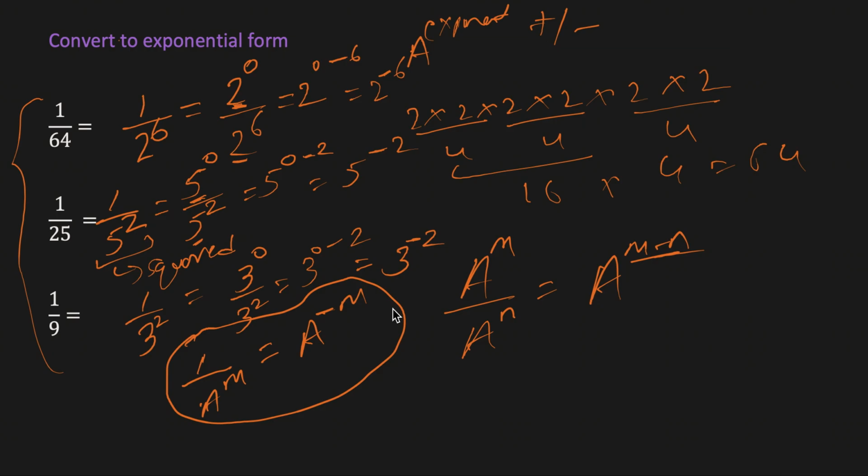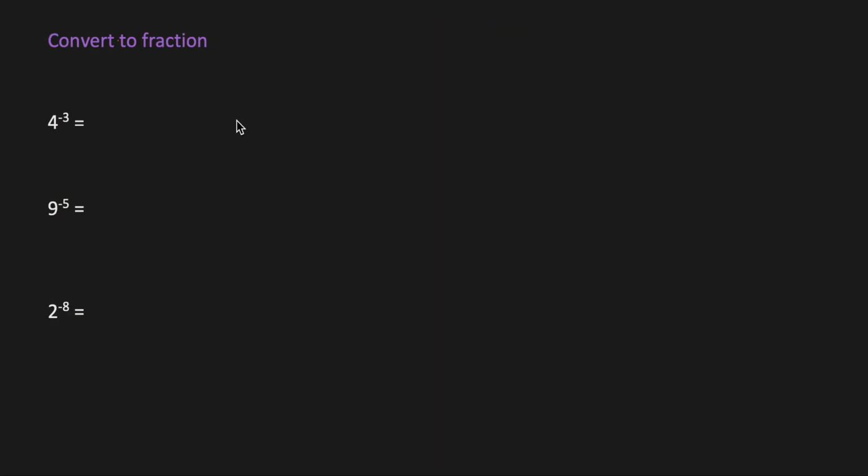Awesome. So with that knowledge, let's look at some more examples, and let's look at the other way around: when we have an exponential form, how to convert it to a fraction. So here we have 4 to the power of negative 3.